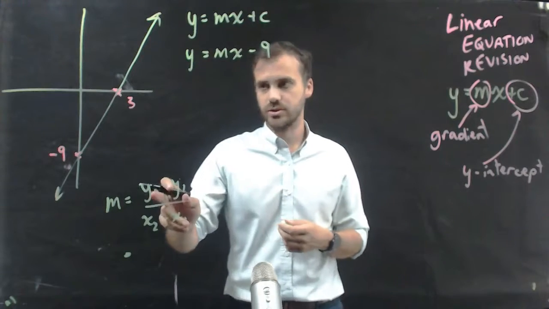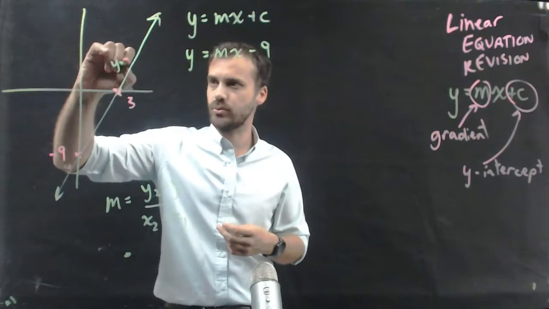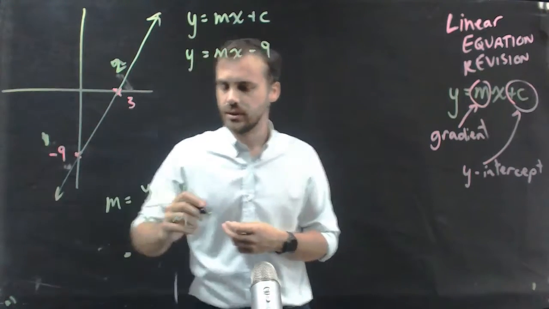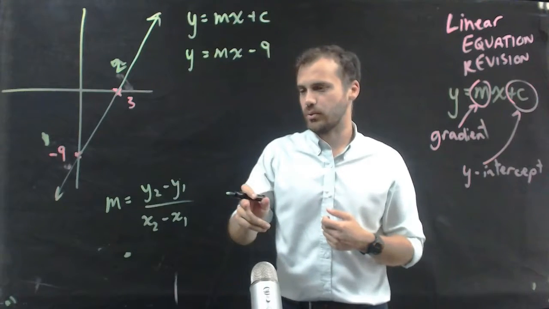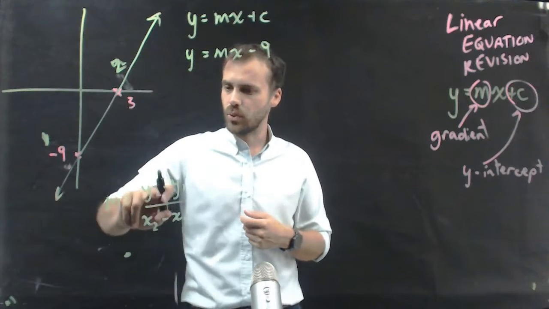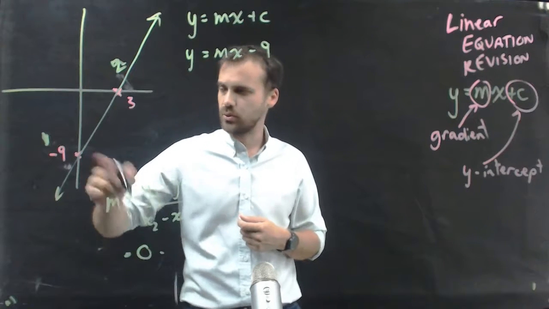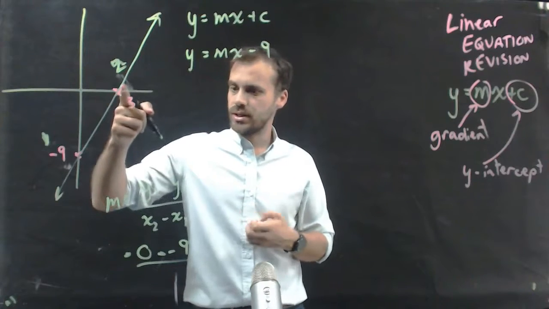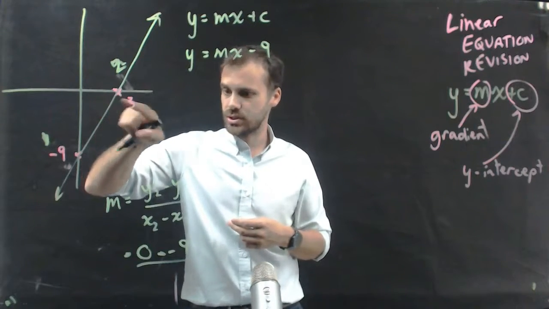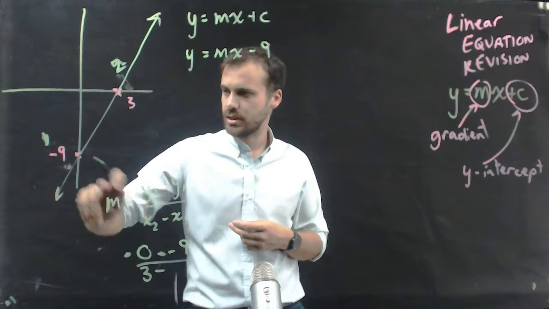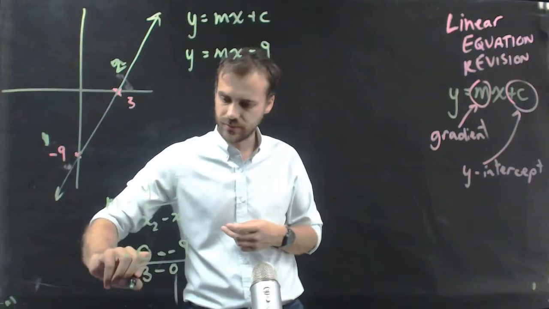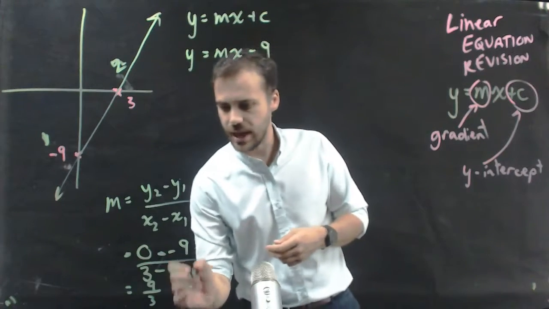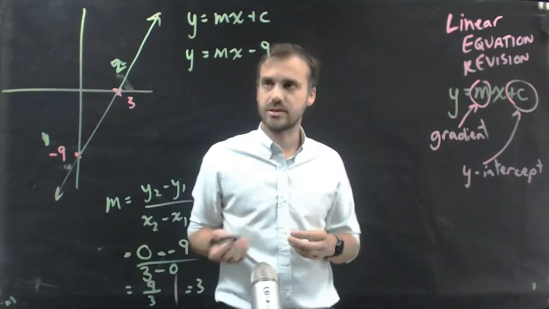Okay, so we can pick our points here. Let's call this point y2 and this point y1. Let's call this point 2 and this point 1. Okay, so y2 minus y1. If this is point 2, the y value of point 2 is 0. The y value of point 1 is minus 9, so minus minus 9. The x value of point 2 is 3, minus, and the x value here is 0. I end up with 9 over 3. So the m value, the gradient of this, is 3.